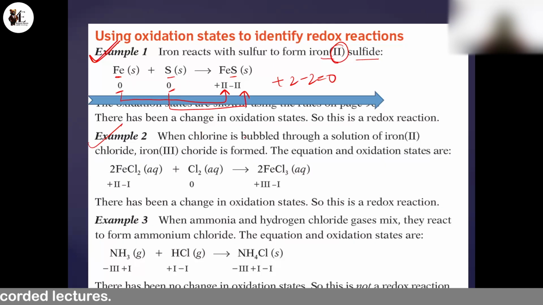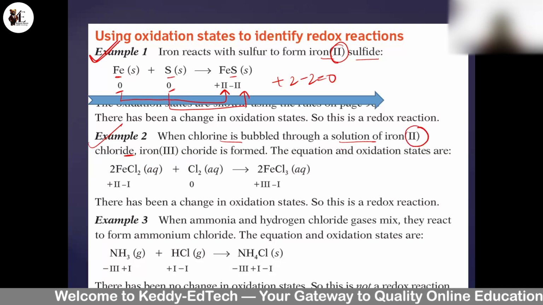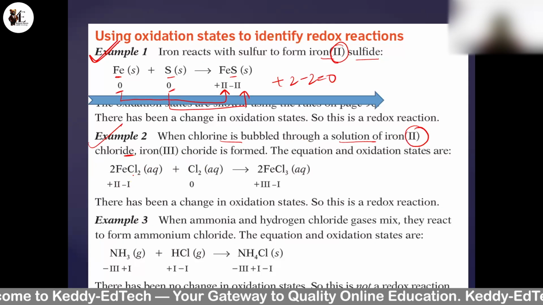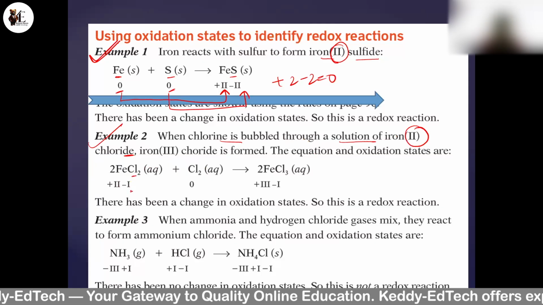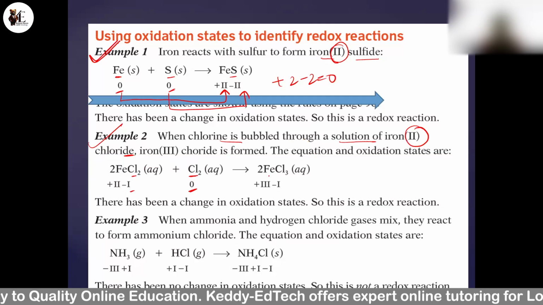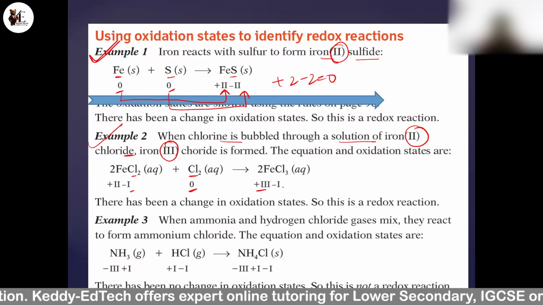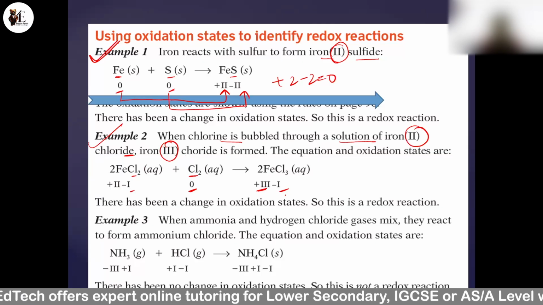In example 2, chlorine is bubbled through a solution of iron chloride, so this is FeCl2. The oxidation state for iron here is +2, as written here. And chlorine, we know, is -1. Chlorine in the elemental form, alone, is 0. In FeCl3, it is given that iron is +3. Chlorine, we know, is in the -1 oxidation state.